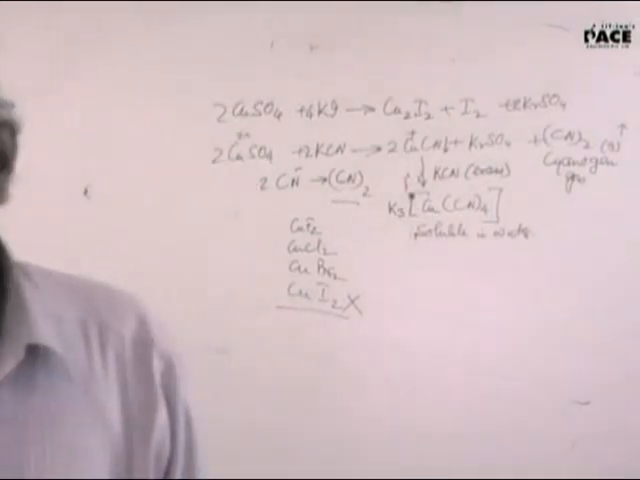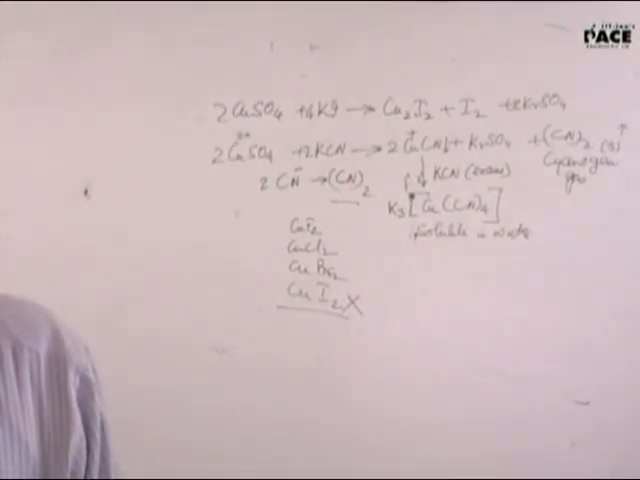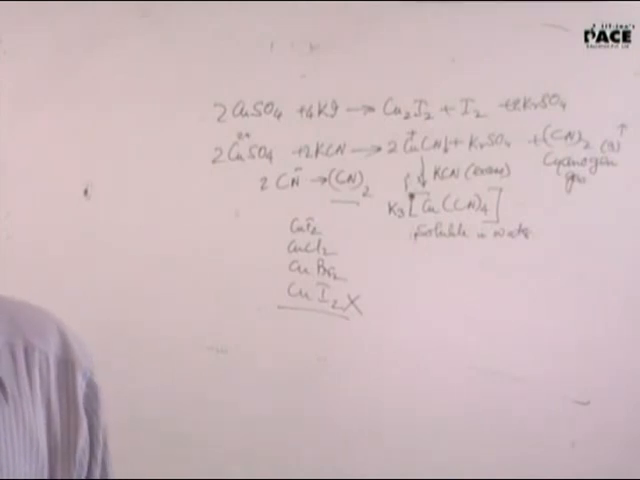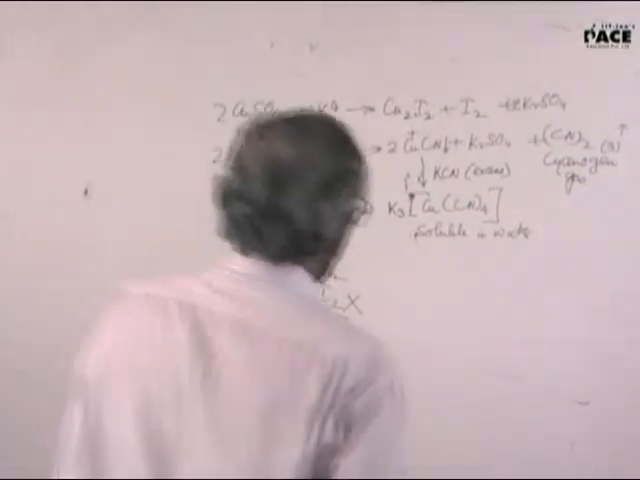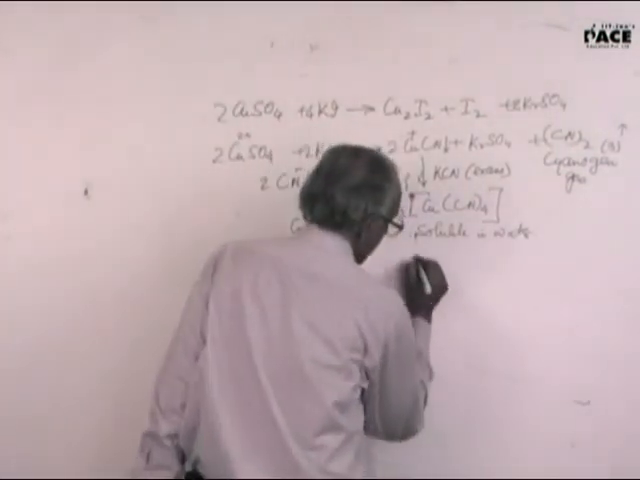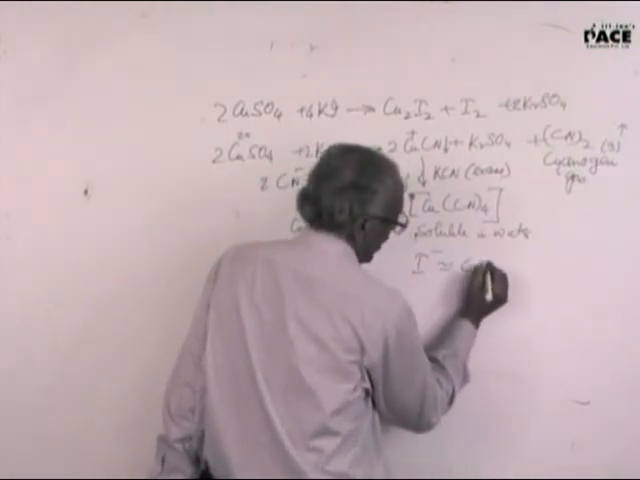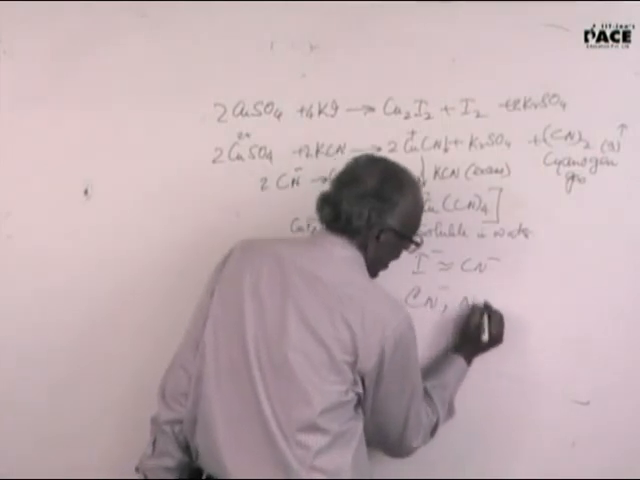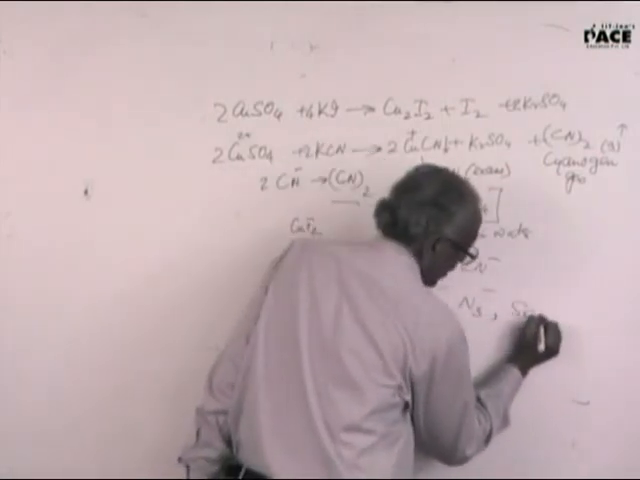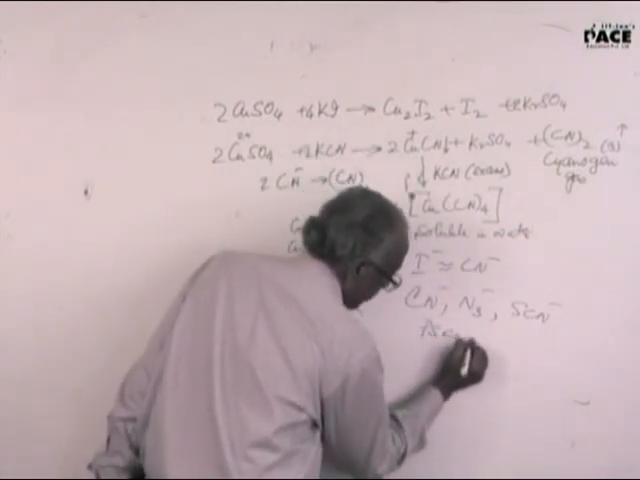Iodide gives you iodine, cyanide gives you cyanogen gas. So iodide and cyanide are behaving very similarly. So iodide is very similar to cyanide. Cyanide ion, azide ion, thiocyanate ion are called pseudo halides.